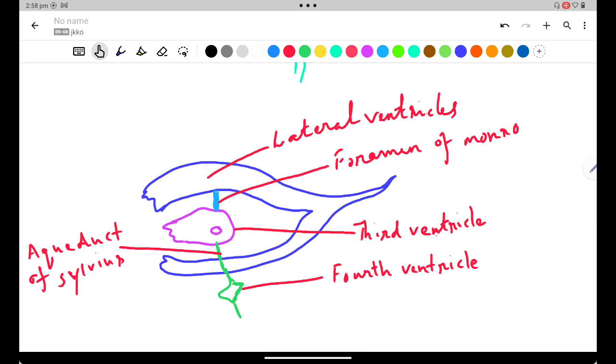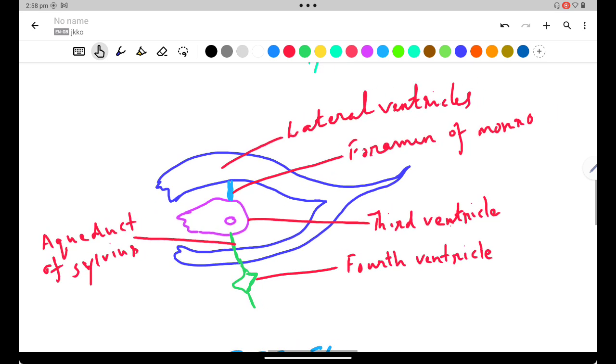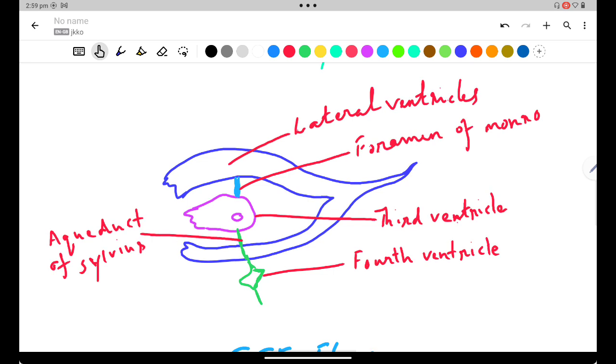CSF filled cavities in brain are ventricles. So lateral ventricles in hemispheres which are separated by septum pellucidum, and third ventricle and then fourth ventricle. Lateral ventricles connect to the third ventricle through foramen of Monro, whereas third ventricle connects to the fourth ventricle through aqueduct of Sylvius.